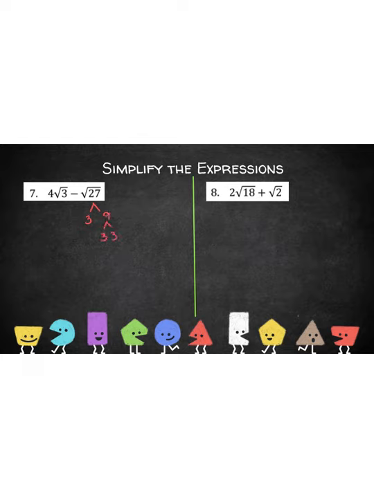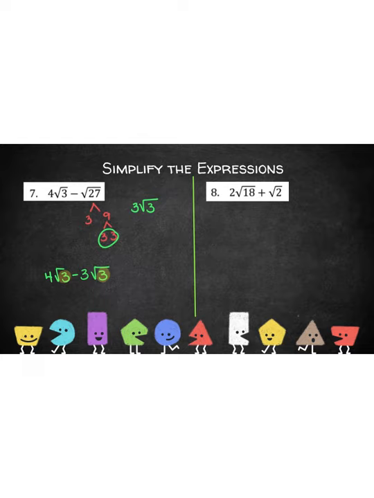I'm going to go ahead and find my pair. So I have a pair of 3s right here. So 27 is really the pair of 3s come out front with a square root of 3 under the radical. Okay, so now I know I have 4 square root 3 minus 3 square root 3. So I can double check, and I have a 3 here and a 3 here, so I can go ahead and just subtract those first ones.